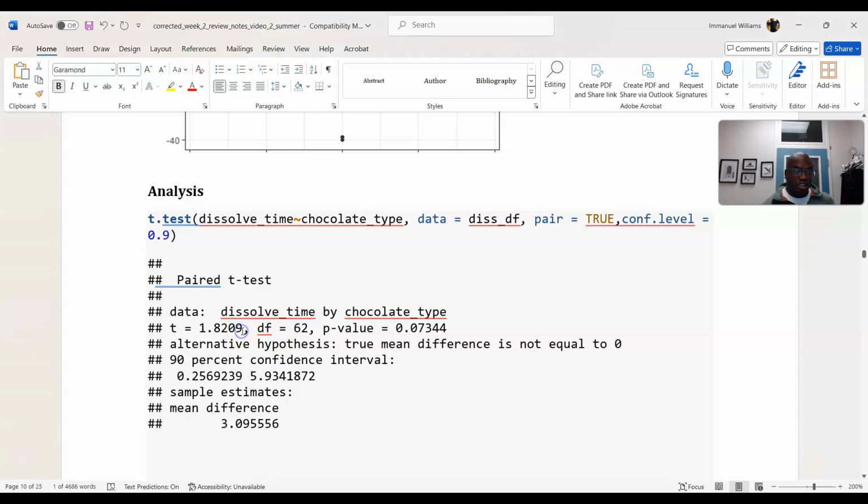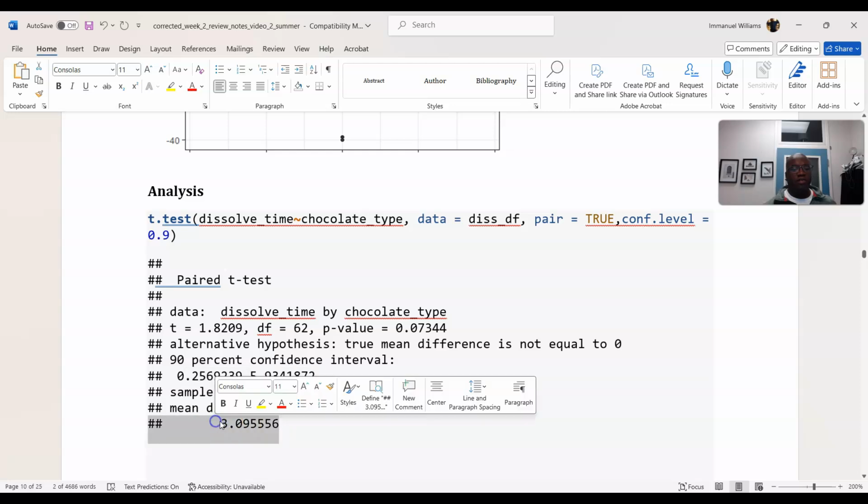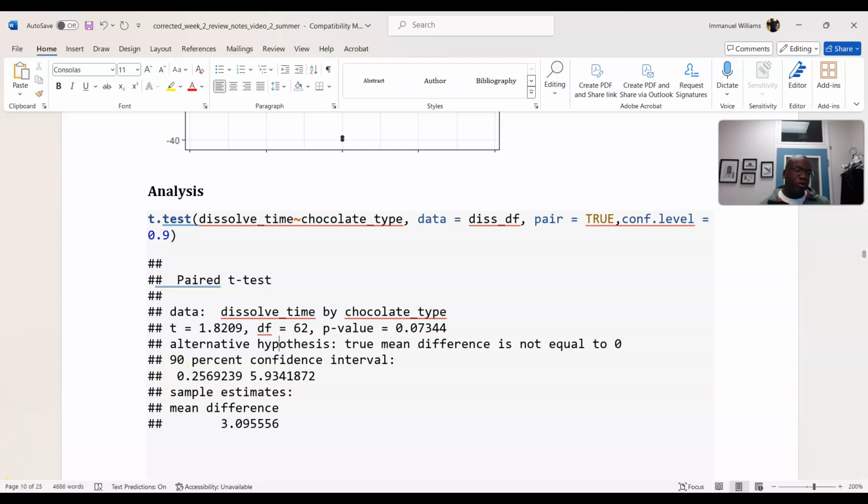Okay, this is the test statistic. Hopefully you're getting the pattern. This is the degrees of freedom. This is the p-value. Okay, this is the confidence interval. And this is the mean of the differences. So I'm going to legitimately pause again and have you all do what? Answer the conceptual questions.